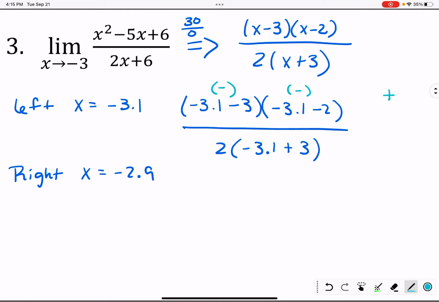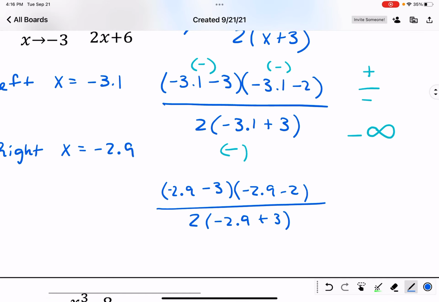We'll just plug it in, check the signs. So we're going to do -2.9 minus 3 times -2.9 minus 2 all over 2 times the quantity -2.9 plus 3, and we'll check the signs again. So -2.9 minus 3 is going to be some negative number. -2.9 minus 2, another negative number. And then down here, it's going to be -2.9 plus 3, which is going to be positive, and then times 2 is going to be positive. So the bottom is positive. So the numerator was positive, the denominator was positive. This is shooting to positive infinity.